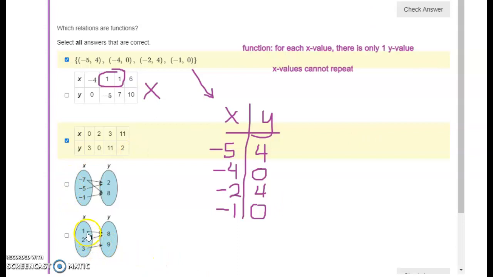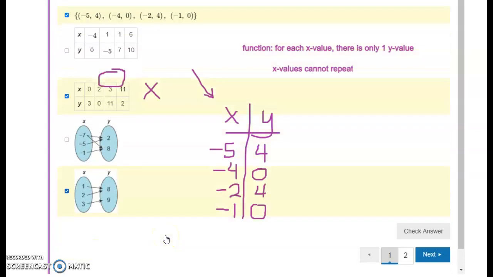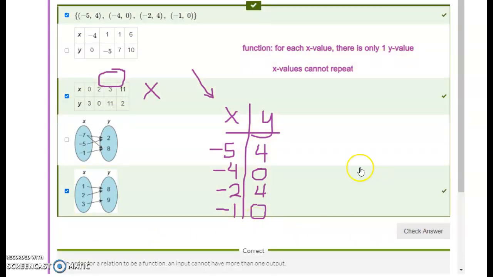And the last one, we have every x value has still only one y value. It's okay if two of them shoot over to the number 8 here. It's more that it's not splitting from one of those values. And so let's check our answers here. We got all those correct.